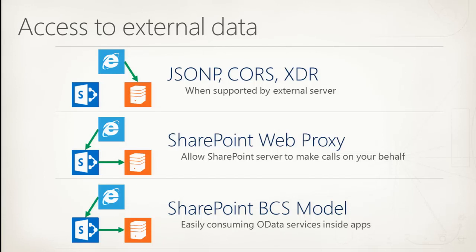These ones are very flexible, but they do have some limitations. For example, with JSONP, both the entity making the request and the server have to agree on the protocol. The server has to support it. CORS and XDR are limited to browser implementations.